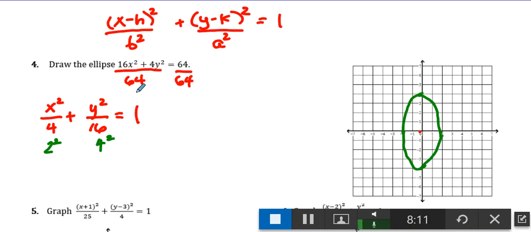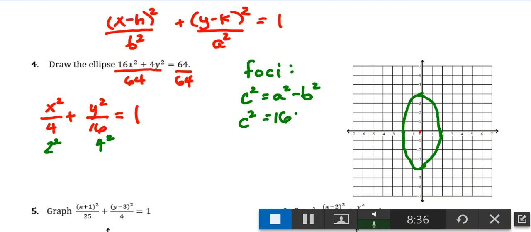Alright, so then if you need to graph the two foci, or foci, I've heard it pronounced both ways, there's an equation, c squared equals a squared minus b squared, kind of close to the Pythagorean, but don't be confused by that. The c squared is what we're trying to find. The a squared is the a squared from this equation, so it's 16. And the b squared is 4.